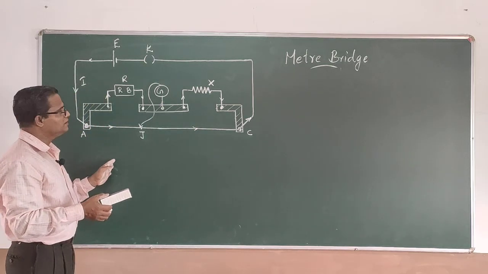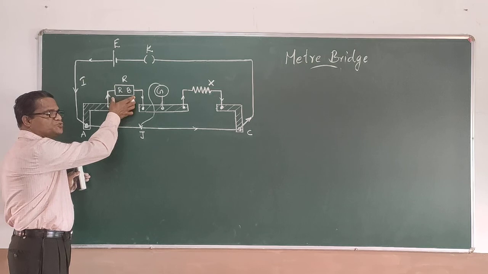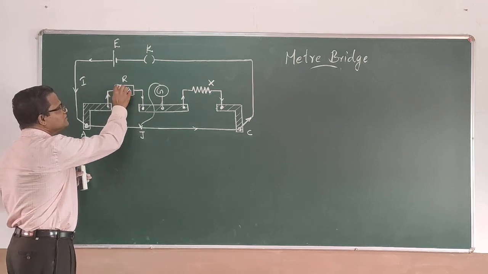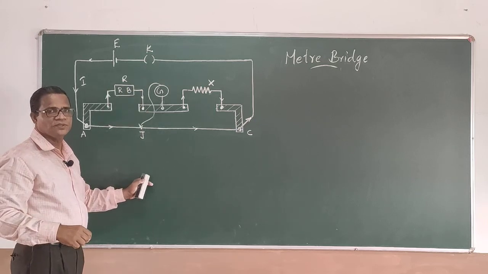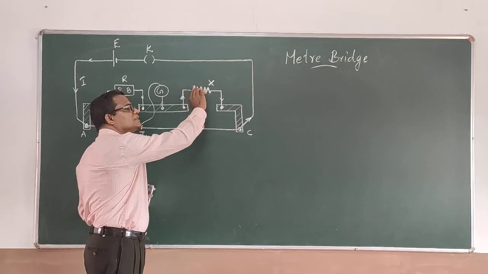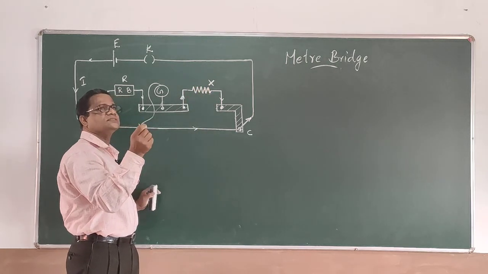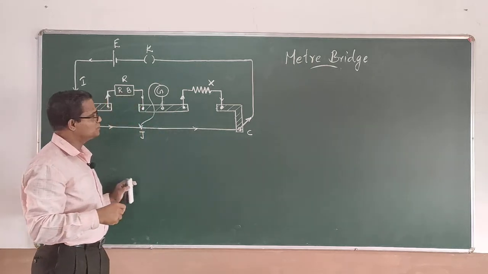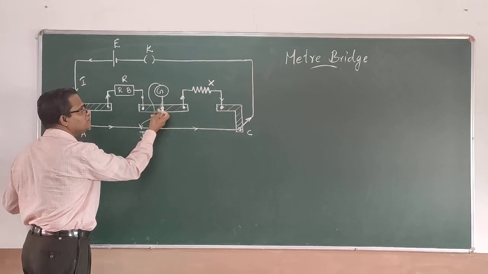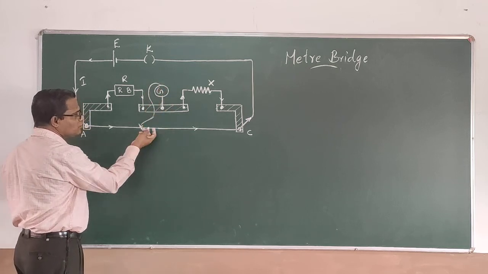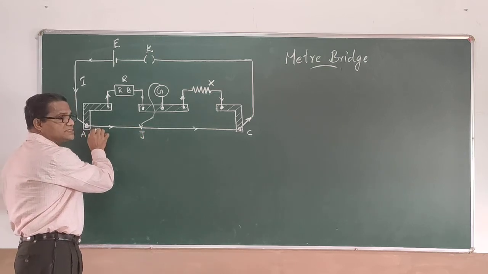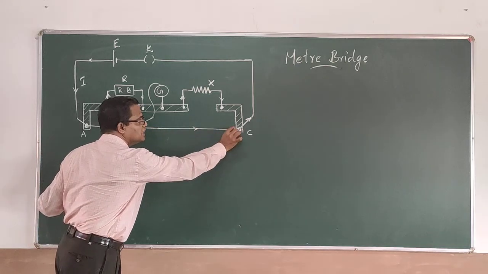For that, there will be a resistance box connected in the first gap. In that first gap, a resistance box is connected. Second gap, we connect the unknown resistance, or the resistance whose value is to be found. And a galvanometer is connected to the midpoint, and the other end of the galvanometer is connected to a jockey, a probe that can be slid over the length of the wire.